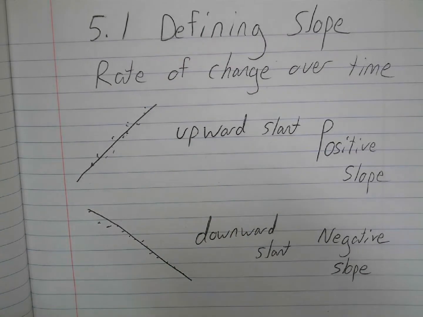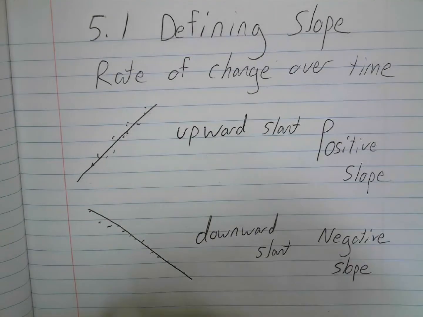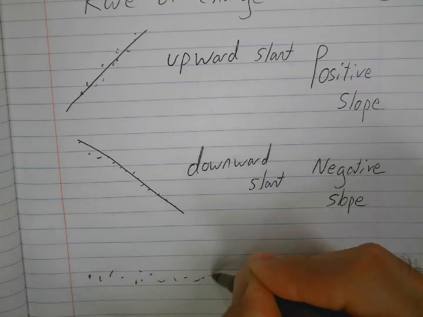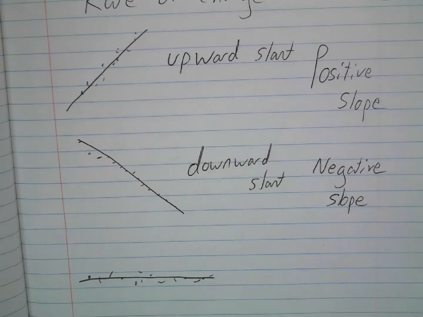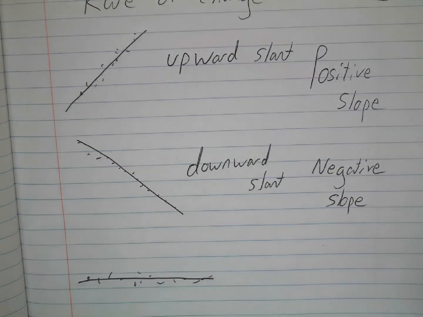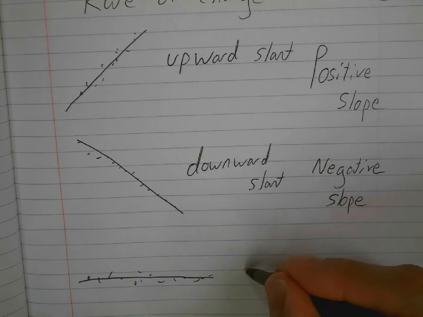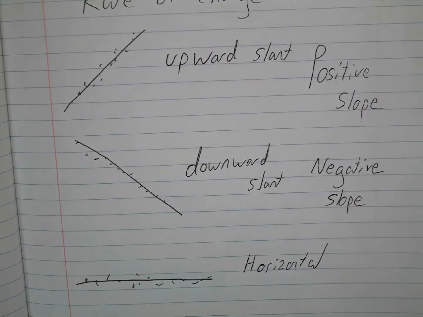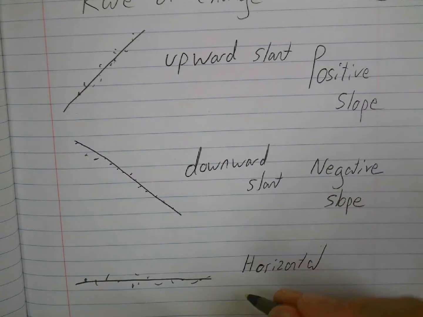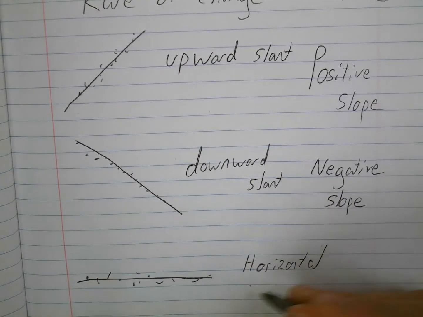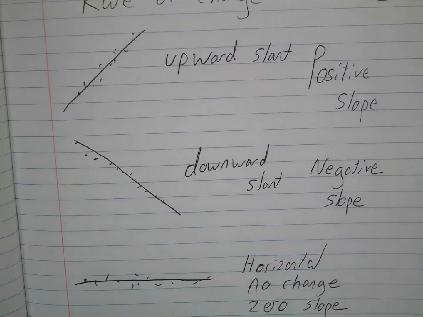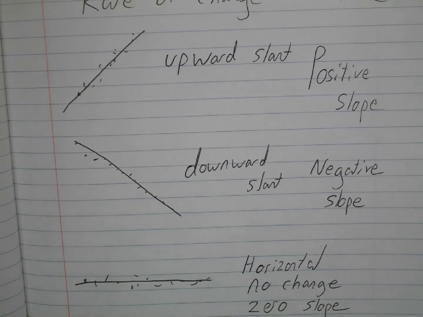Well, what happens if I have some data points that are horizontal, right? It doesn't look like it's going upward. It doesn't look like it's going downward at all. It's horizontal. Well, really, we have no rate of change. It's not going up. It's not going down. So no rate, no change, just means we have a slope that's zero. Zero slope. My slope is zero. I have no rate of change. No change occurring over time.